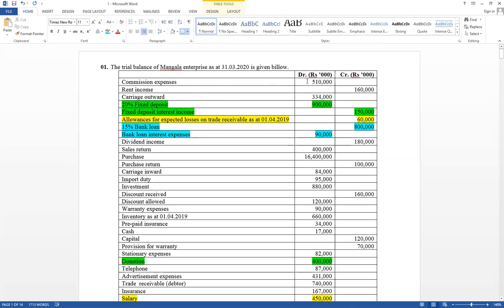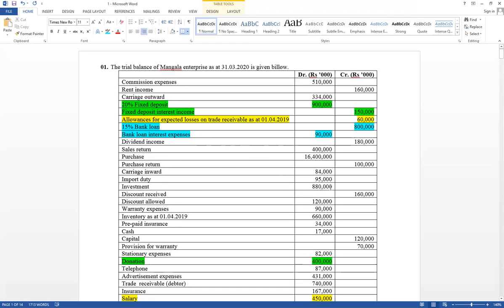Commission expense, distribution expense, rent income, other income, carriage outward, distribution expense should be recorded in the first column, all the expenses. Dividends income and other income in the second column. Sales return should be deducted from sales in the second column, within brackets. And purchase should be included in the first column under cost of sales calculation. Purchase return also should be included in the first column within brackets. Carriage inward should be included in the first column under cost of sales calculation. Import duty also under cost of sales calculation, first column, under purchase.